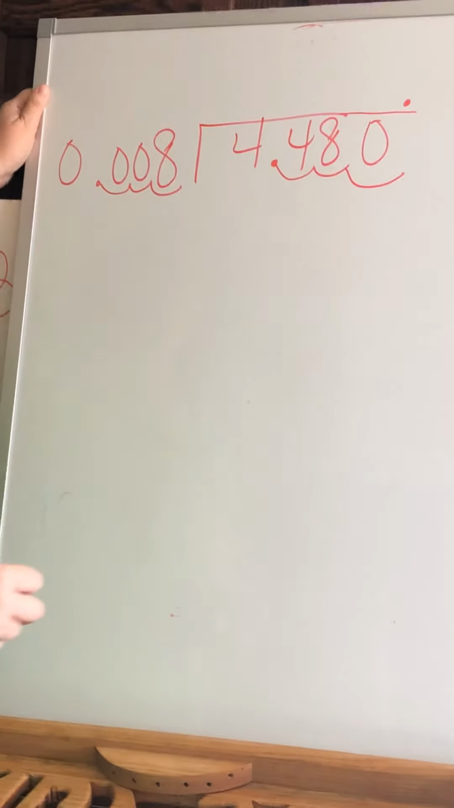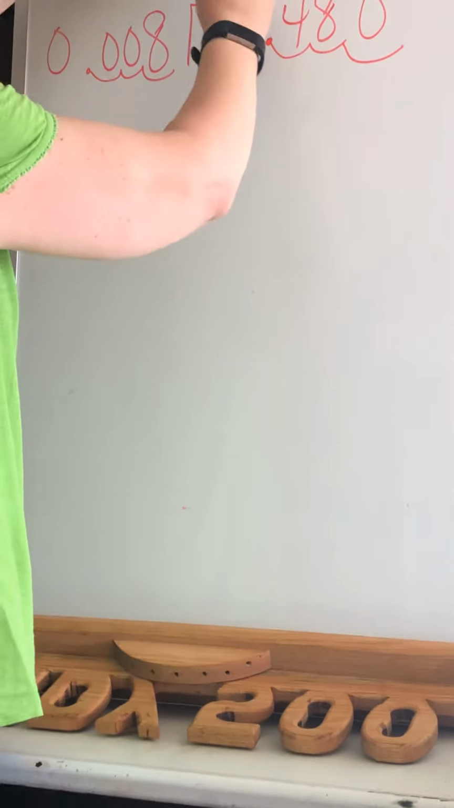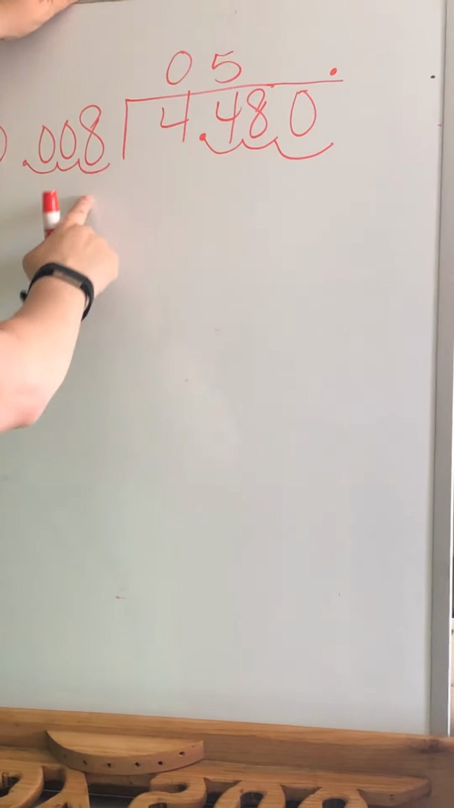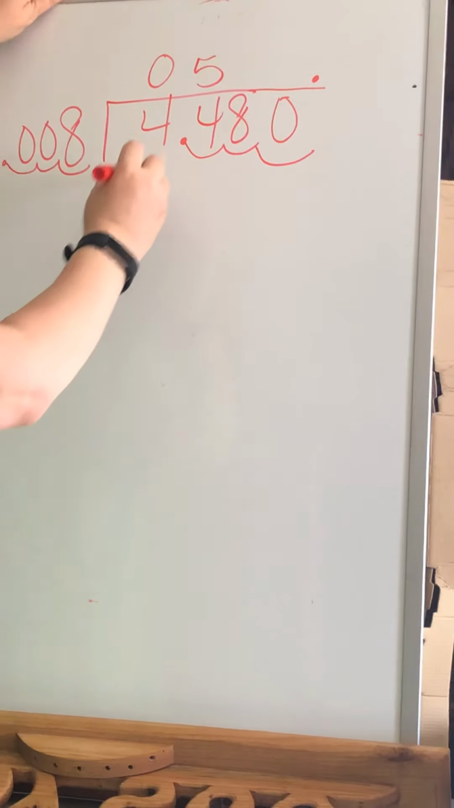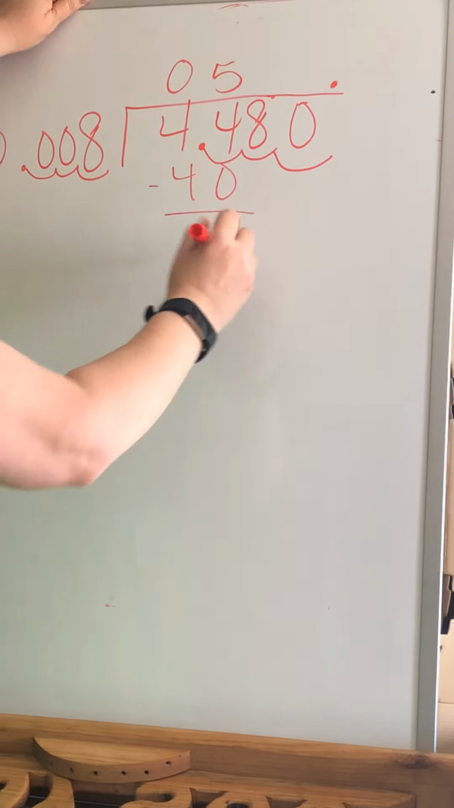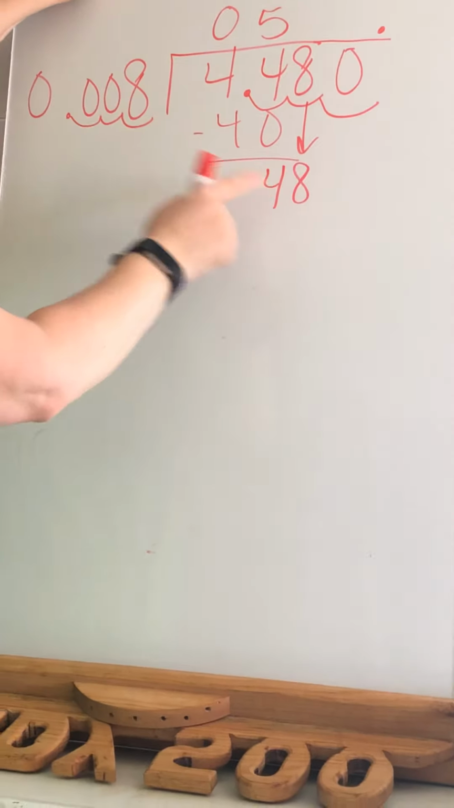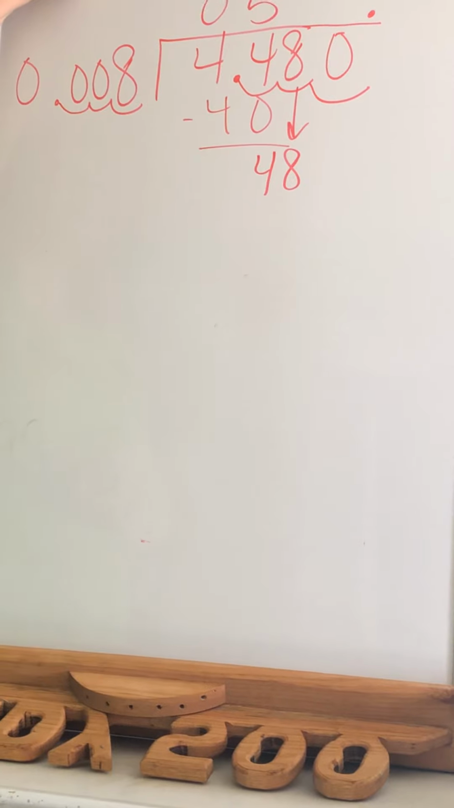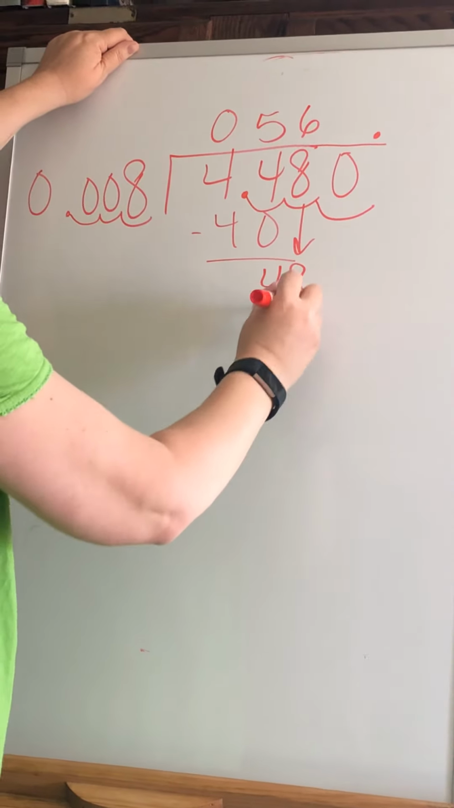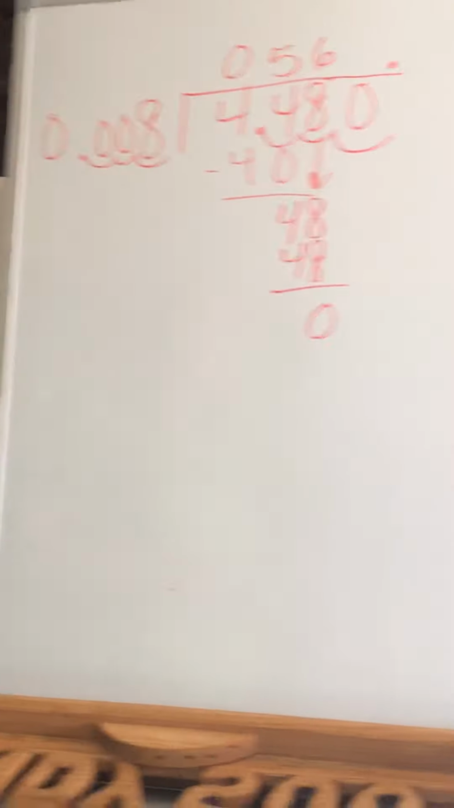There we go. 8 cannot go into 4, so let's put a 0. 8 goes into 44 5 times. 8 times 5 is 40. And you have leftover 4. Bring down that 8. 8 goes into 48. 6 times. 8 times 6 is 48. So am I done? Am I done? Is that our answer, 56?